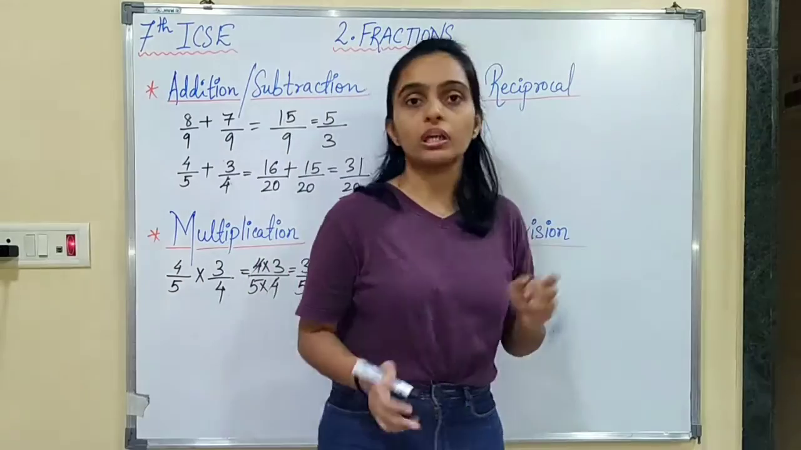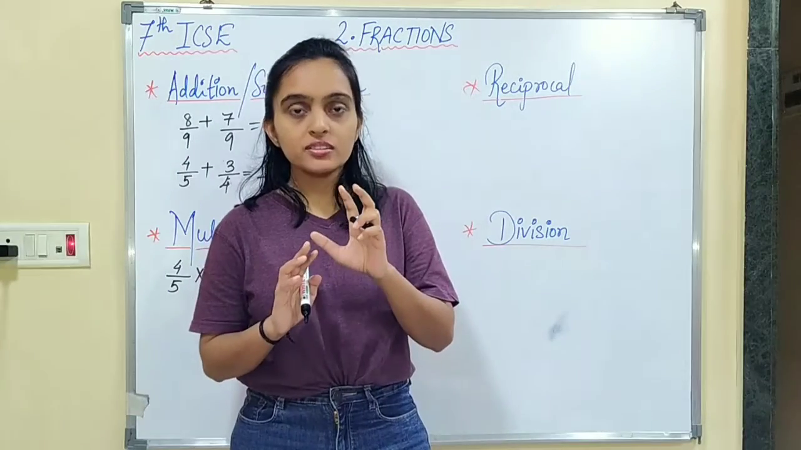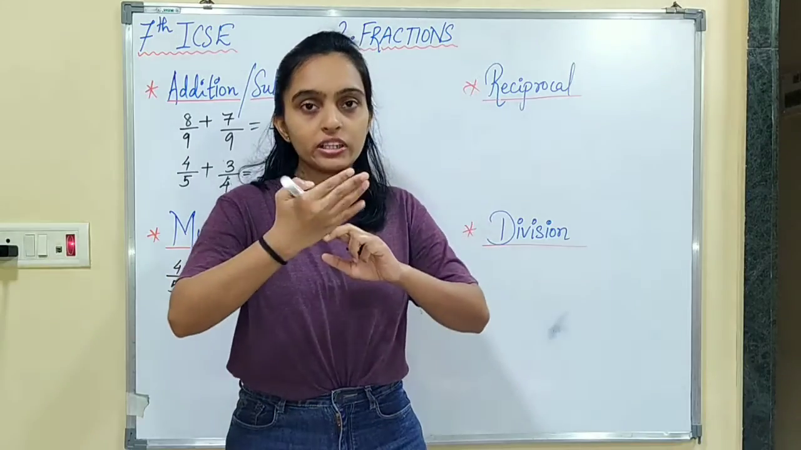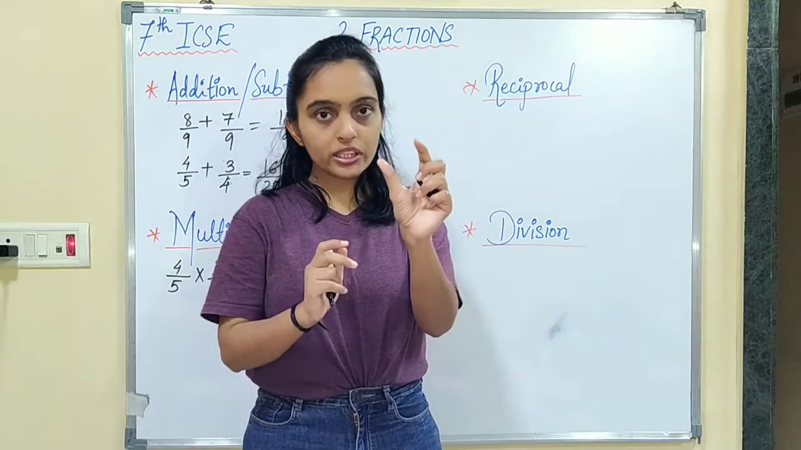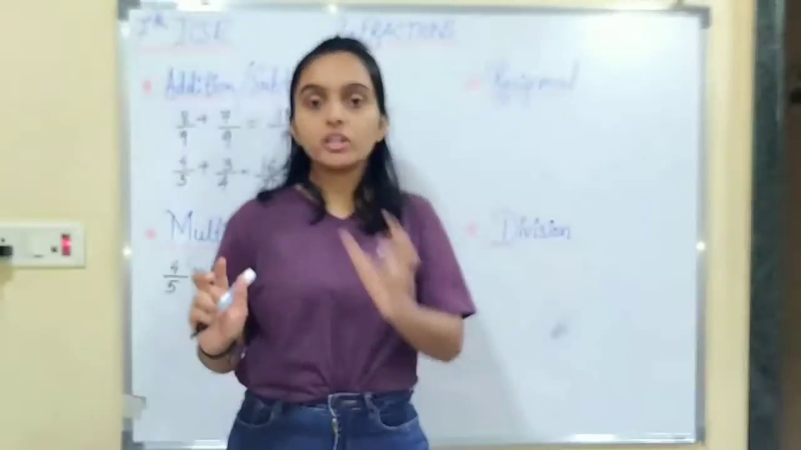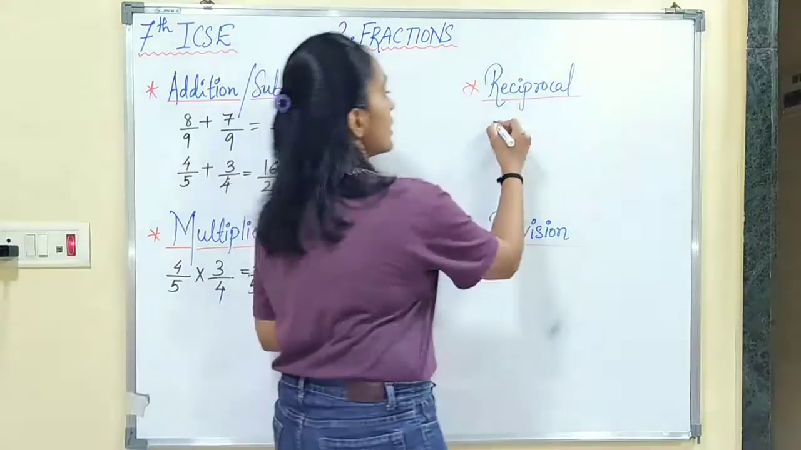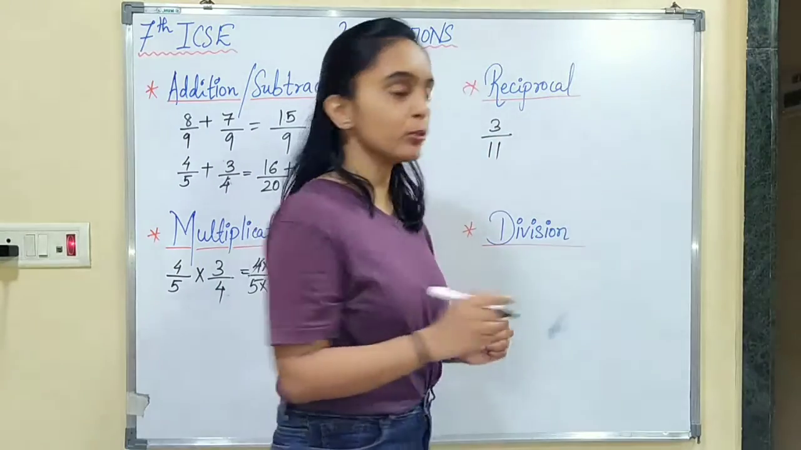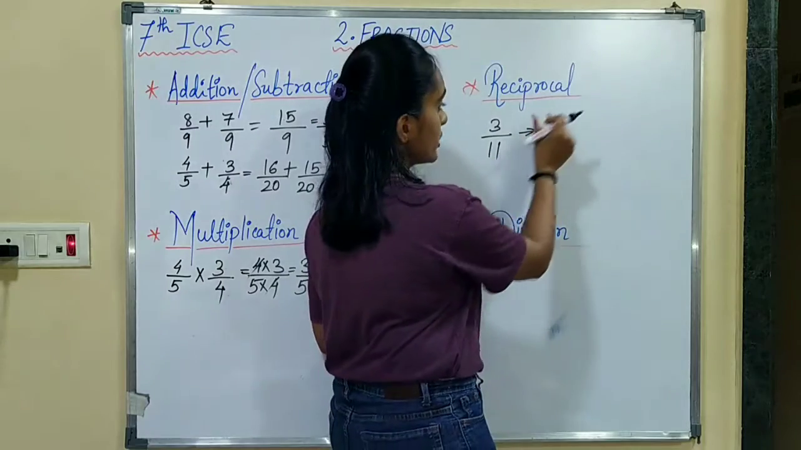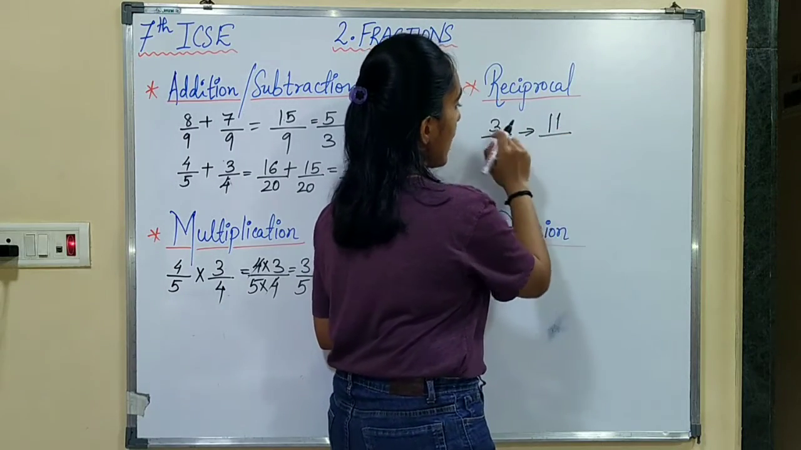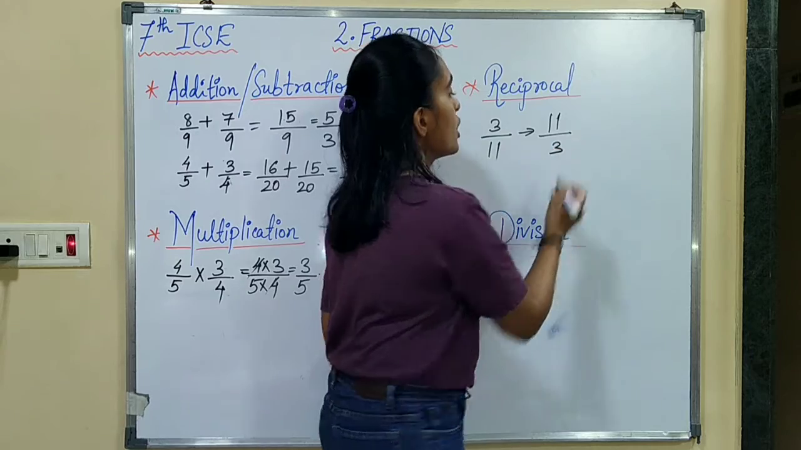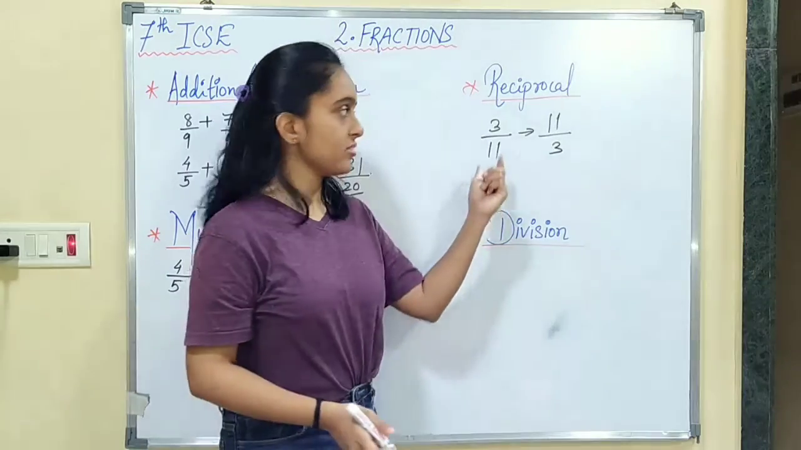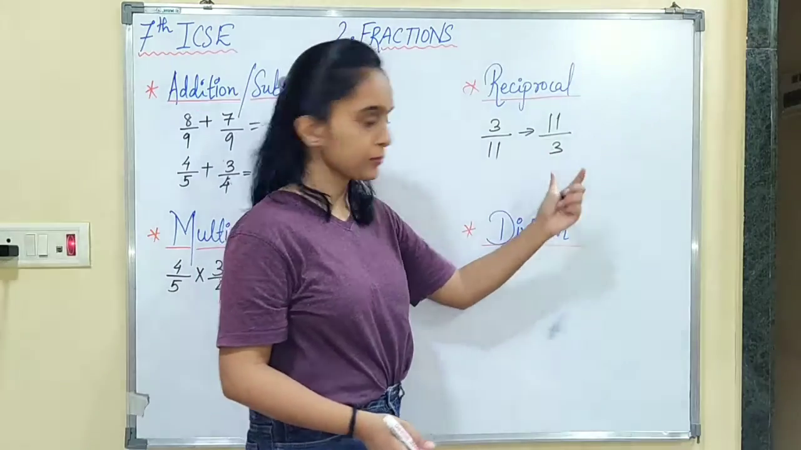Now what is a reciprocal? The reciprocal of any fraction is the inverse of it. Inverse means what? Its numerator will become the denominator and the denominator will become the numerator. If I have 3 upon 11, the reciprocal of 3 upon 11 will be, the denominator will come in the numerator and the numerator will come in the denominator. So the reciprocal of 3 upon 11 is 11 upon 3.